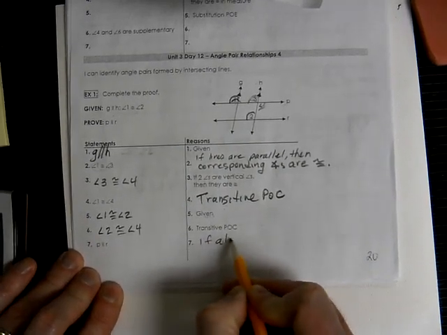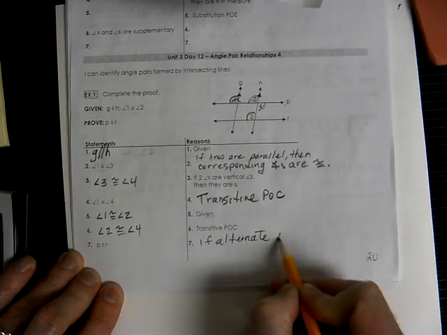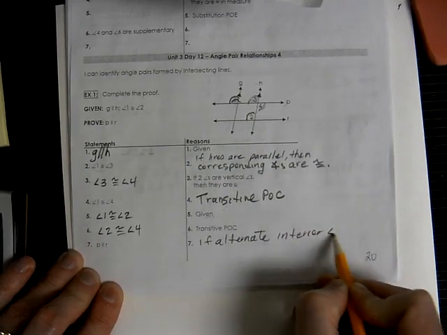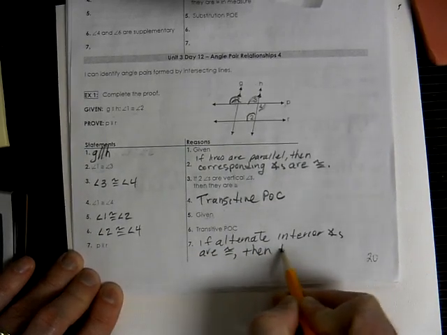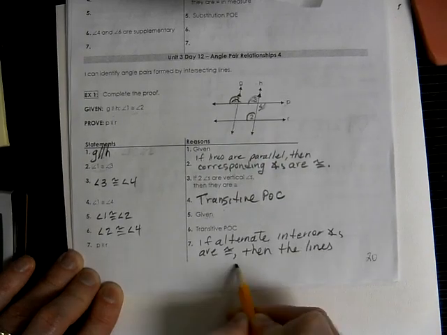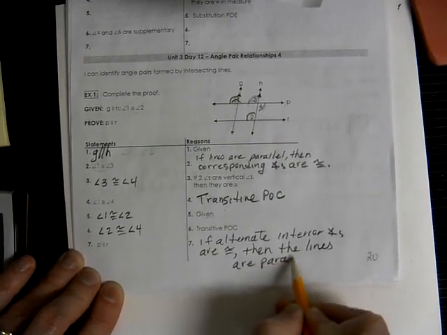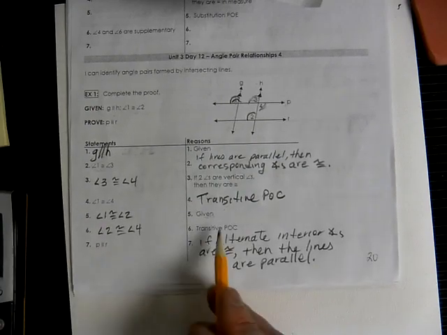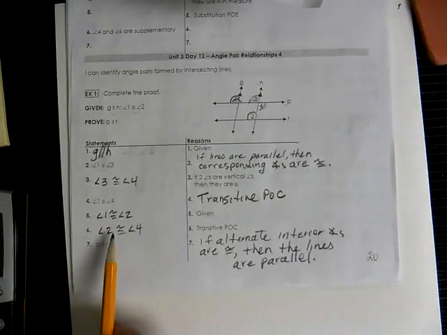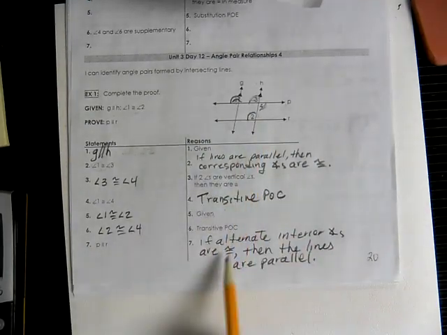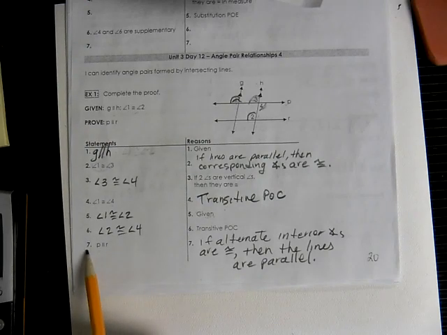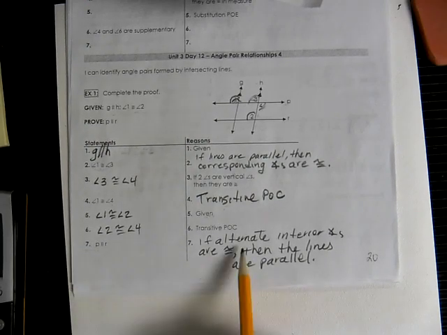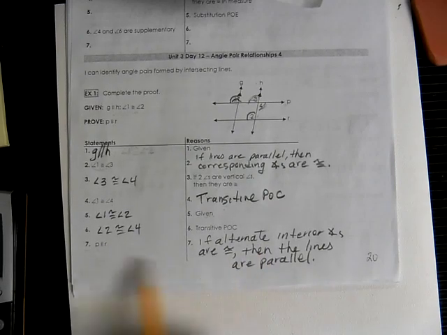And if alternate interior angles are congruent, then the lines are parallel. Remember, the if has to come earlier. 2 and 4 came earlier. 2 and 4 are alternate interior. Then is happening right now. Then are parallel lines. So this really helps you understand what the statement's going to be if you look at what's happening in the proof.